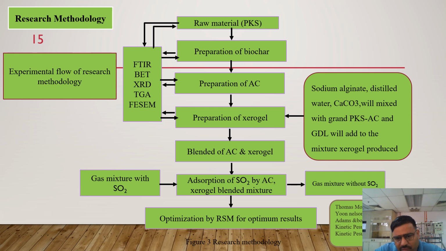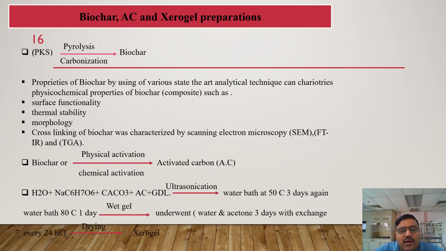We will put it in the oven for 48 hours, then take it out and it will be a good xerogel. We will study the absorption of SO2 by the activated carbon and xerogel blended mixture, and we will make Thomas model and kinetics: pseudo first order, pseudo second order, and Adams, and optimization, and we will do optimization also, inshallah. This is the procedure of making biochar, activated carbon, and xerogel.